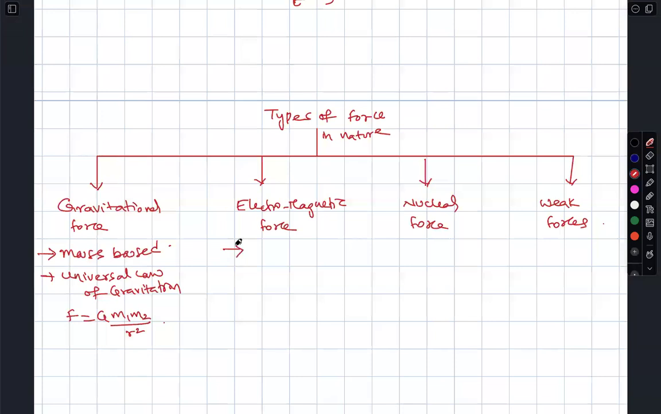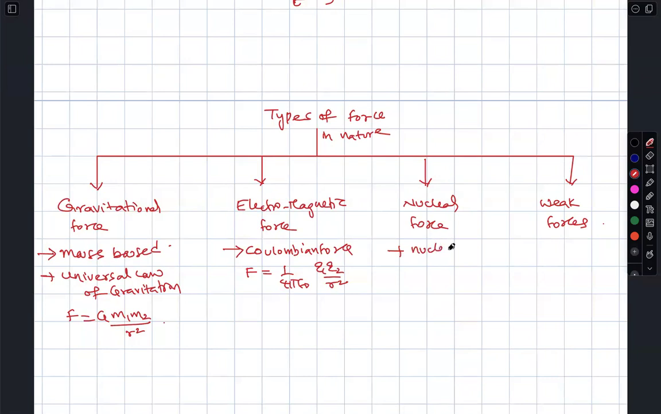Electromagnetic forces, it's like the Coulombian force. Basically, this is a Coulombian force. Charge based: 1 by 4 pi epsilon naught q1 q2 by r square. So charge based, charge at rest or charge in motion or whatever it is. Anything related to that.